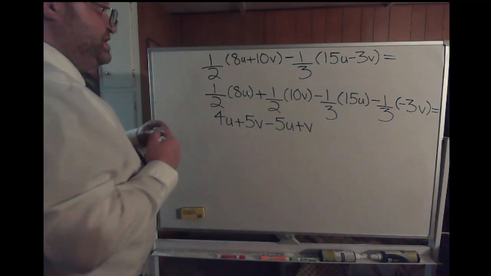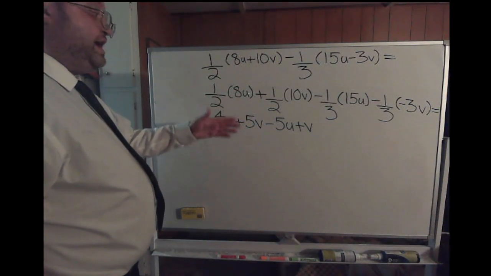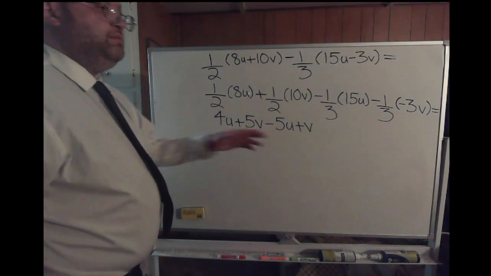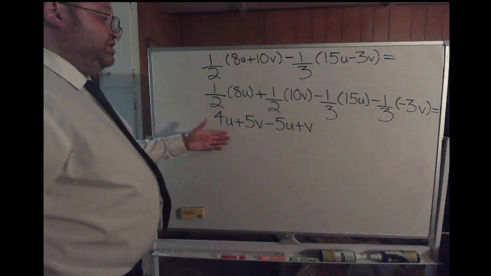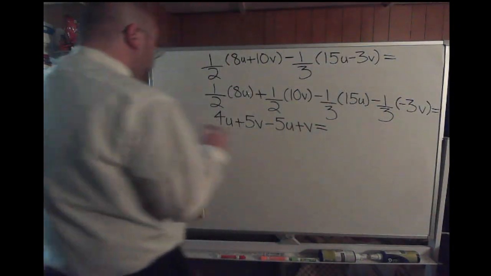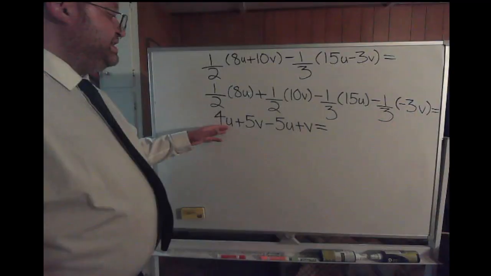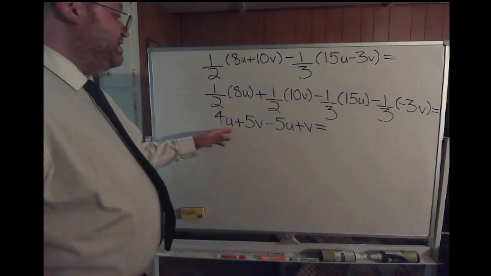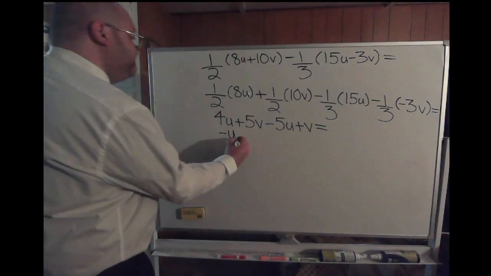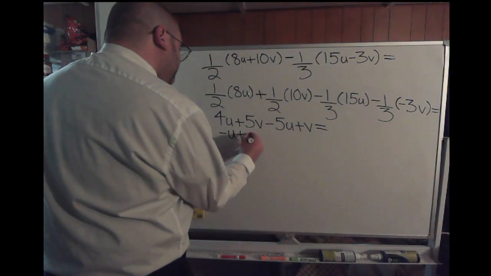So now that we've distributed the fractions, and we've done the multiplication with the fractions, we have it down to 4u plus 5v minus 5u plus v. We just need to collect the like terms and simplify it. So if we remember, simplifying expressions like this, you have to take the constant of the same variable and add them together. So that 4u minus 5u, that'd be negative u. And then you have plus 5v plus v, that'd be plus 6v.